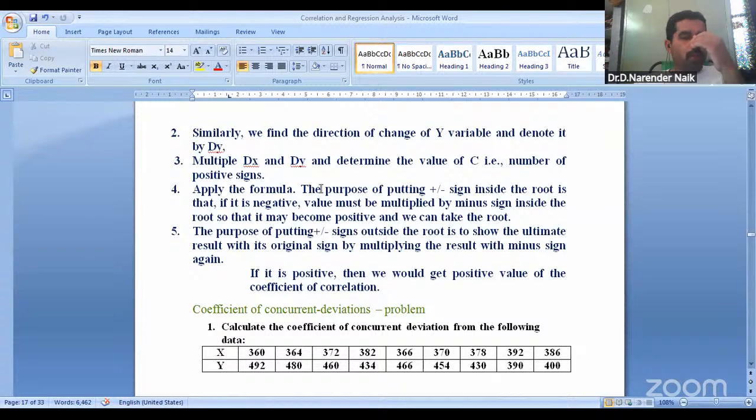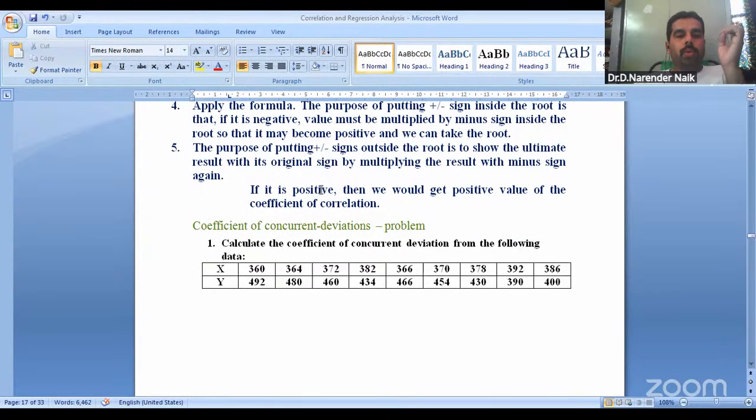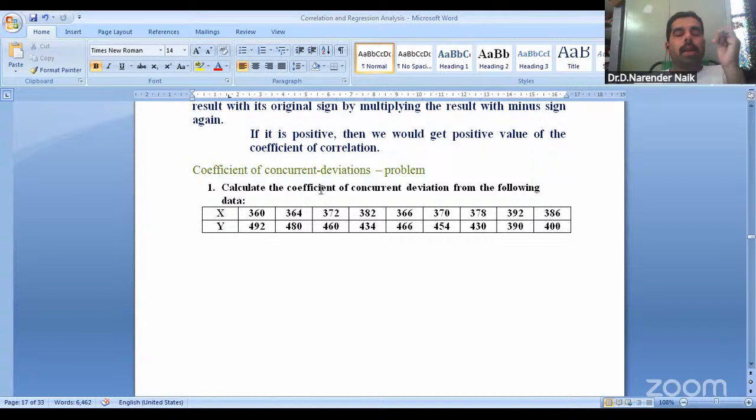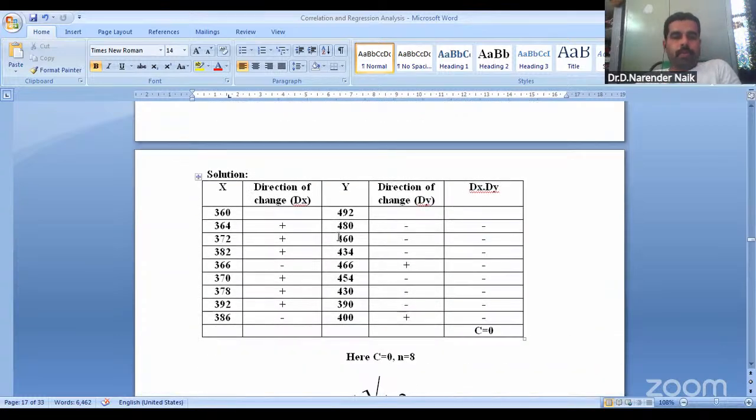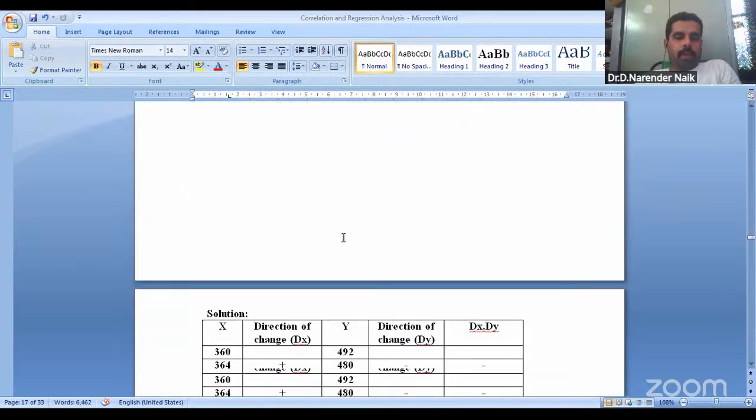If it is positive, then we would get a positive value of the coefficient of correlation. So this is a problem: coefficient of concurrent deviation. Calculate the coefficient of concurrent deviation from the following data. x values are 360, 364, 372, 382, 366, 370, 378, 392, 386. And y values are 492, 480, 460, 434, 466, 454, 430, 390, then 400. So simply x values and y values are written here.